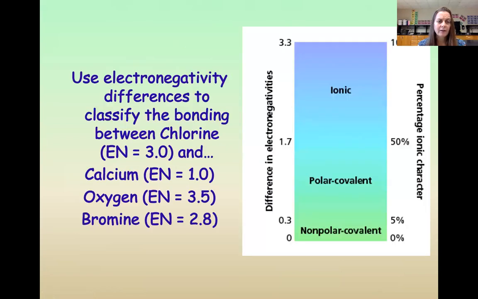So if we were going to classify the bonding between chlorine and calcium, that electronegativity difference is 2.0, and so we would classify that as an ionic bond. The difference between chlorine and oxygen is 0.5, so we would classify that as a polar covalent bond. And technically, the bond between chlorine and bromine, with a difference of only 0.2, we could classify as nonpolar covalent. It does have some polar characteristics, but very, very little.